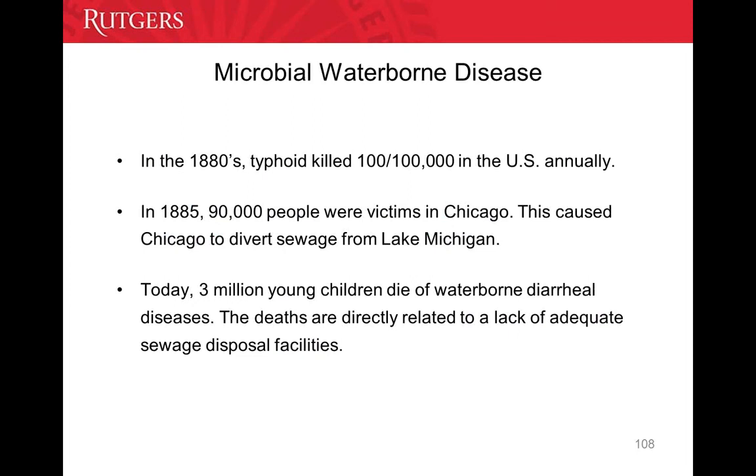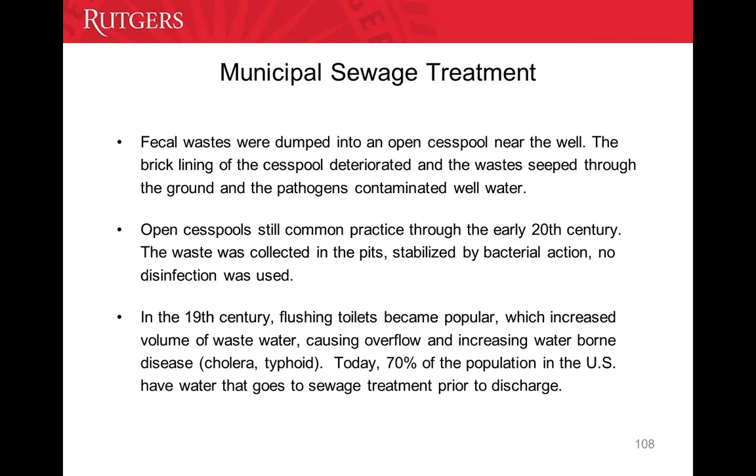Microbial waterborne disease has been a problem for a very long time. Some of the more famous incidents in the 1880s, typhoid killed 100 out of every 100,000 people in the United States. In 1885, people in Chicago, when the Chicago sewage system was diverted into Lake Michigan, 90,000 people were victims from microbial waterborne disease. Today, about 3 million kids die from waterborne diarrheal disease, and almost all of this is as a result of the lack of adequate sewage disposal. It really is a big deal.